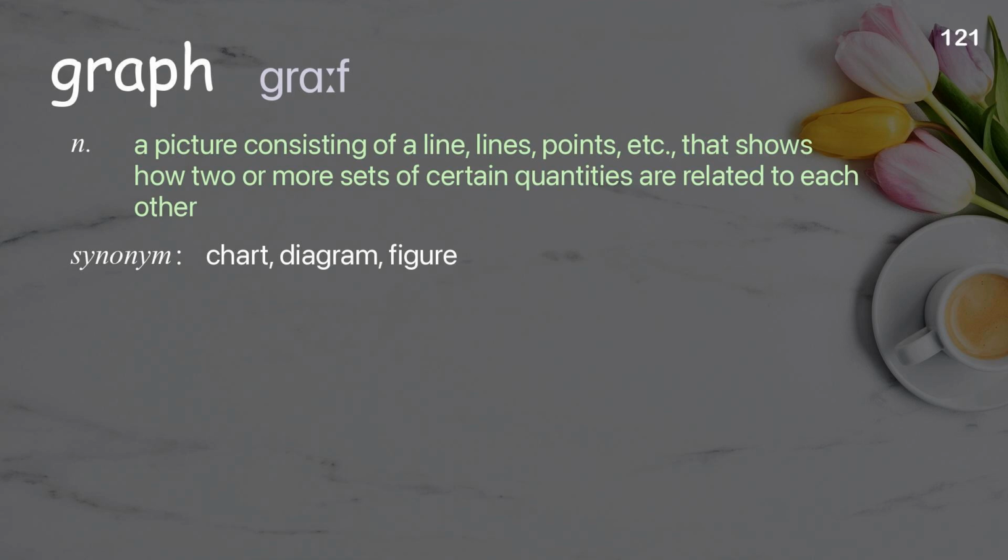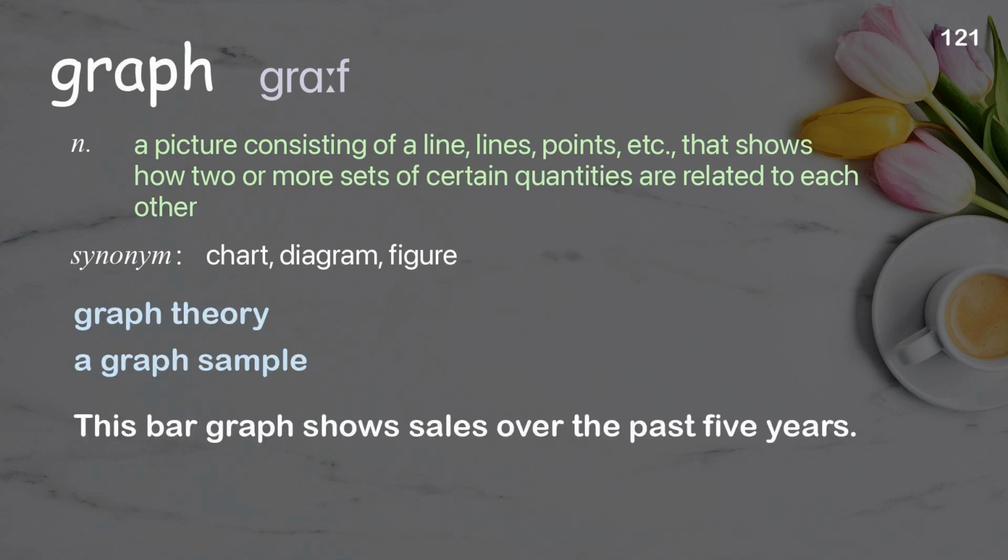Graph: A picture consisting of a line, lines, points, etc., that shows how 2 or more sets of certain quantities are related to each other. Examples: Graph theory. A graph sample. This bar graph shows sales over the past 5 years.